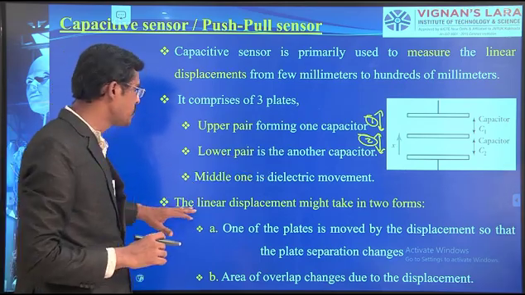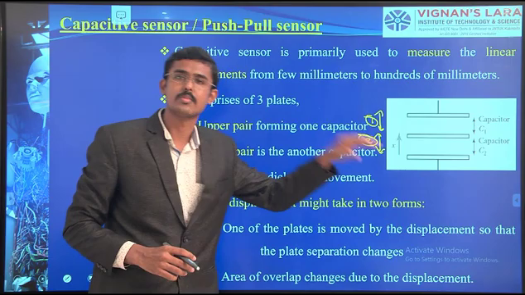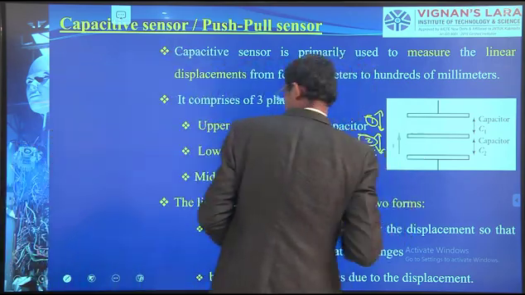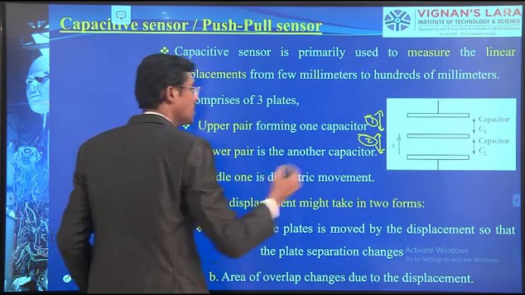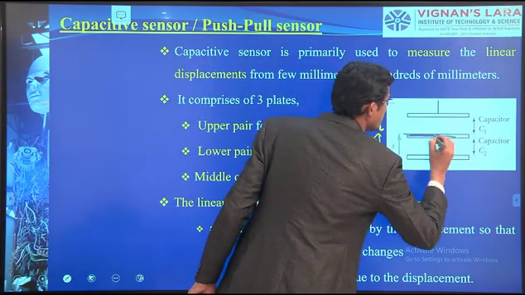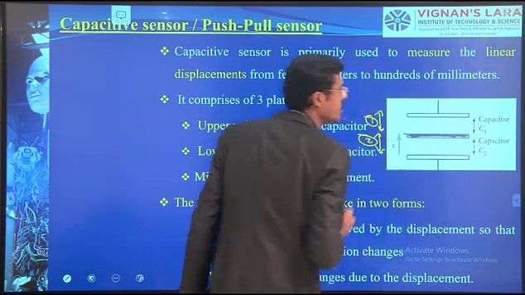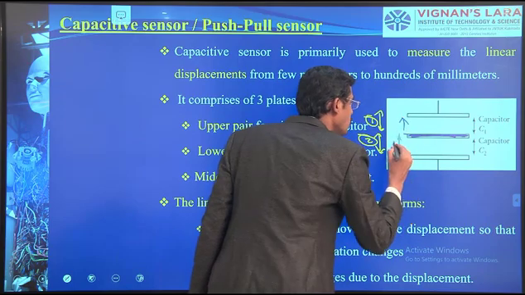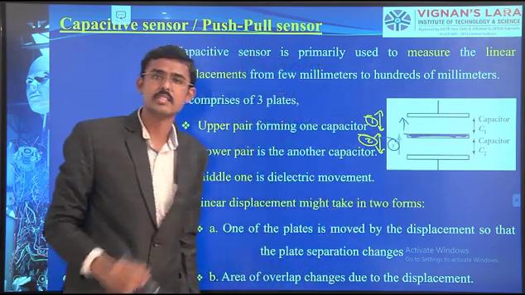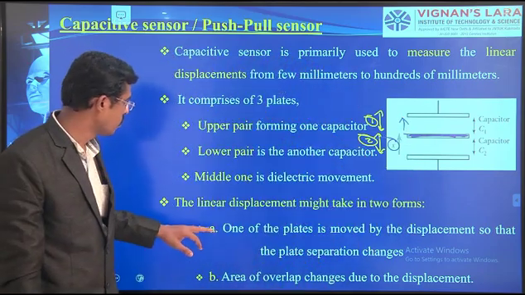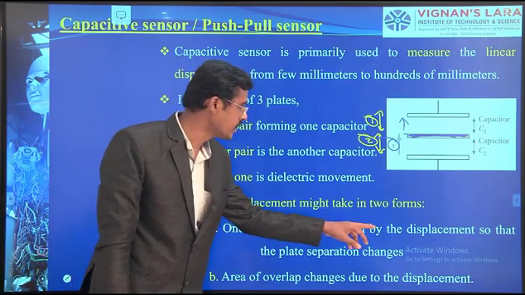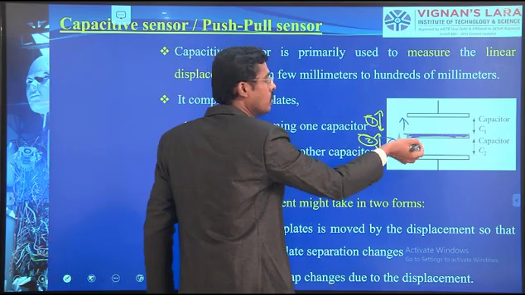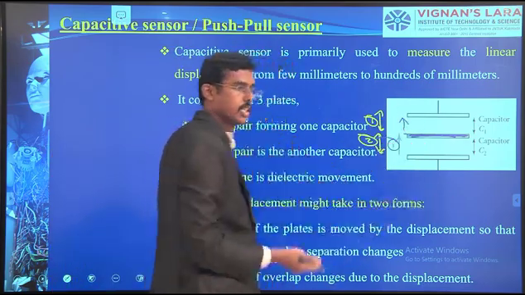The linear displacement might take place in two forms. How? This plate is our medium. Whether it moves up or down, we name it displacement x. One of the plates is moved by the displacement so that the plate separation changes. It moves up and down, so the separation from the other plate changes.